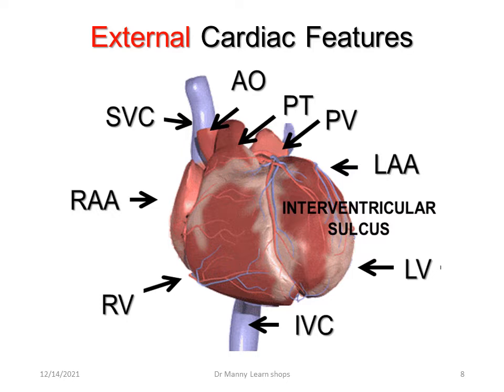The IVC returns blood from the lower portion of the body back again to the right atrium. And it follows the pathway through the tricuspid valve, right ventricle, pulmonary artery, pulmonary veins, left atrium, left ventricle, through the aortic valve, into the aorta, and back to the systemic circulation.